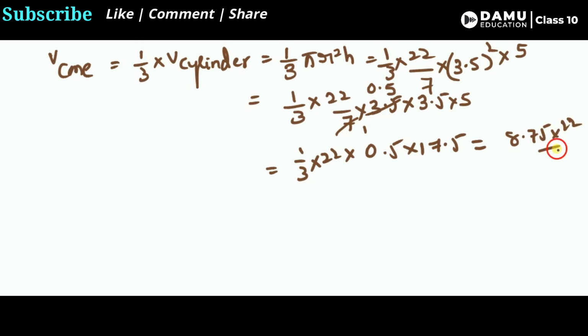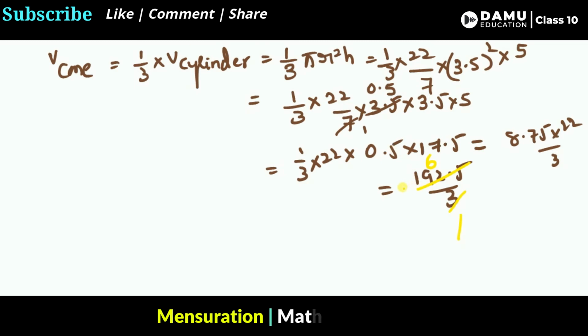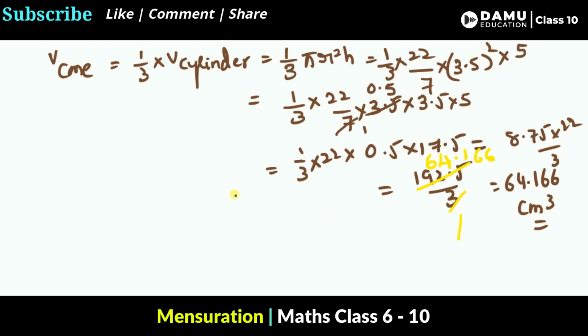8.75 into 22 by 3. So 8.75 into 22, what is the answer? The answer is 192.5 by 3. So let's cancel it. 3 ones are 3, then 3 sixes are 18. Then what answer will we get? 3 sixes are 18, then 4 sixes are 24, put the point, and the remaining is 2, so it will come like that. So the volume of the cone is 64.166 centimeter cube.